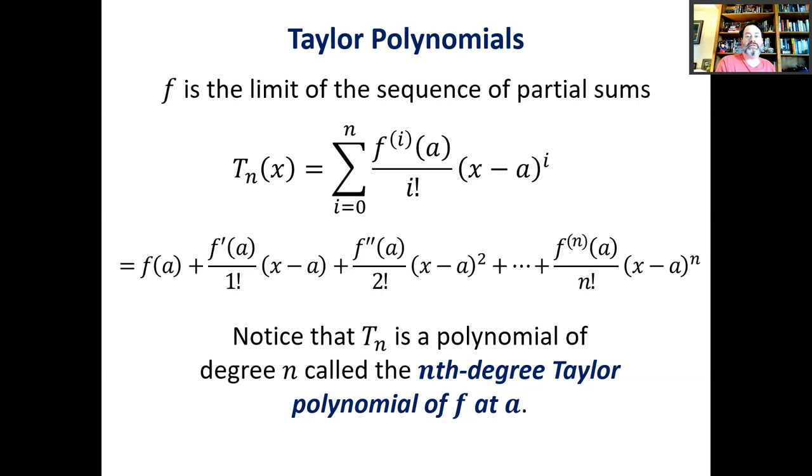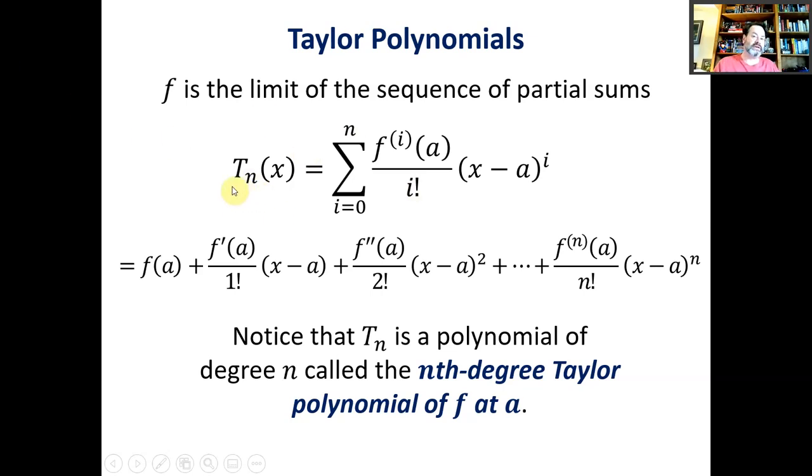F is the limit of the sequence of partial sums. And so we're going to label that sequence T for Taylor. And the subscript n means that it depends on n. It's a function of x, but the length of the Taylor polynomial is based on n. So we just put a little subscript there.